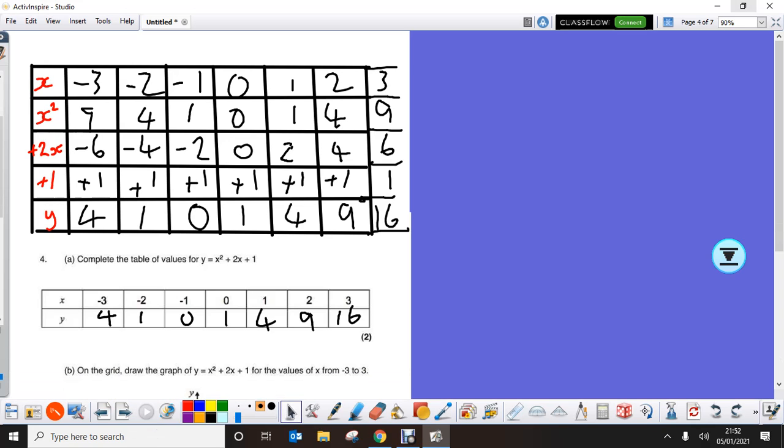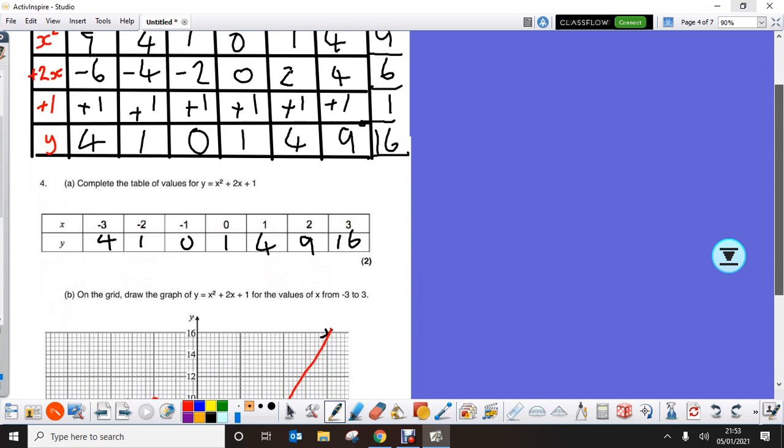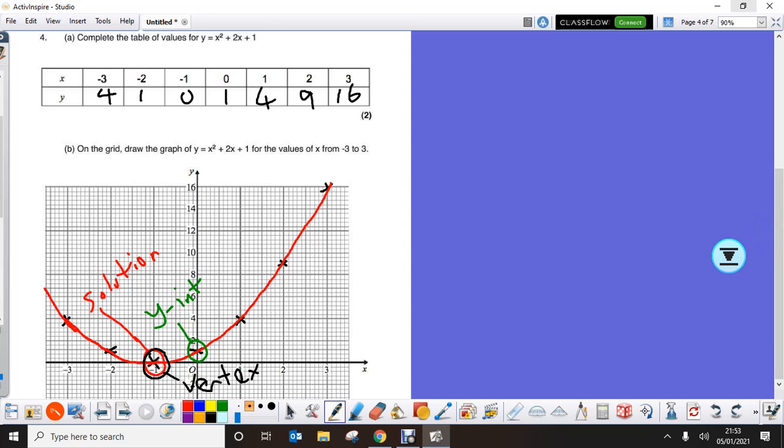For question 4, again the table of values is there. There's no values to go by on this particular question, so we end up with 4, 1, 0, 1, 4, 9 and 16 as all of my values written in. Then I can plot the coordinates, which gives me (-3, 4), (-2, 1), (-1, 0), (0, 1), (1, 4), (2, 9) and (3, 16).